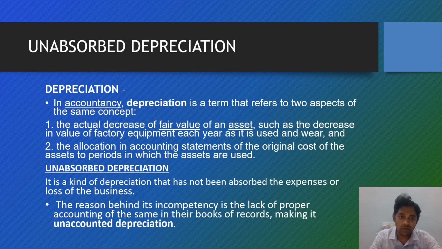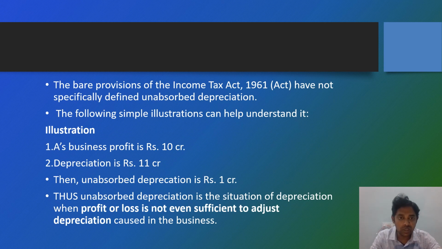are used. Unabsorbed depreciation. It is a kind of depreciation that has not been absorbed by the expenses or loss of the business. The reason behind its incompetency is the lack of proper accounting of the same in their books of records, making it unaccounted depreciation. So this is an unaccounted depreciation.